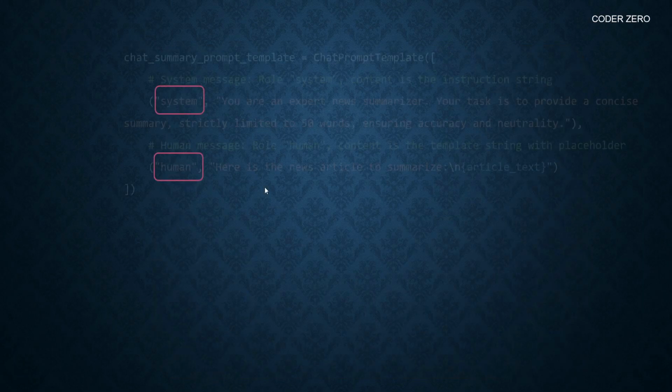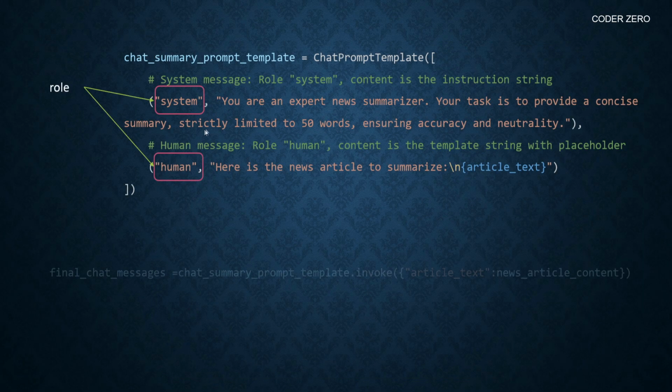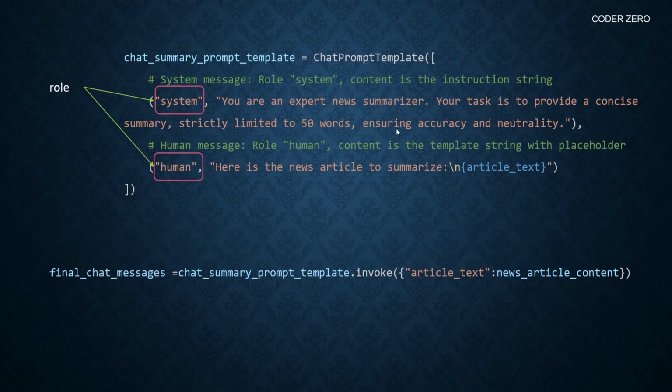Now you can see here this is an example. So here this is the system message: you are an expert news summarizer. Your task is to provide a concise summary strictly limited to 50 words, ensuring accuracy and neutrality. And human: here is the news article to summarize. So basically here we are setting up the role, we are instructing the model how it should behave, and here we are giving the user query.